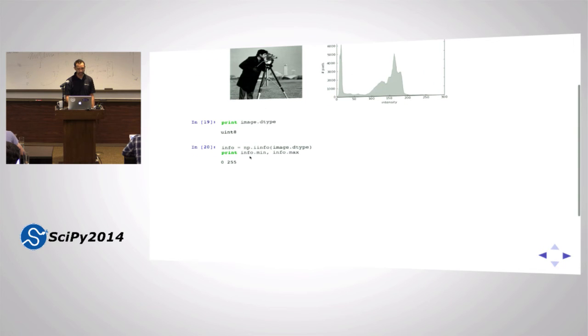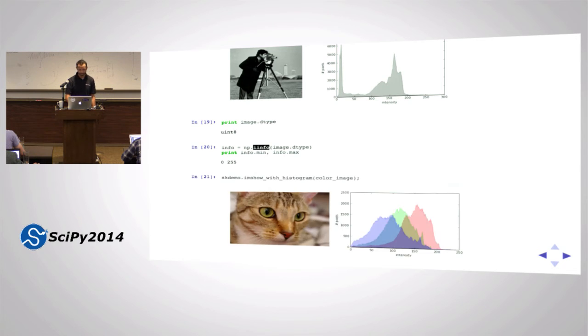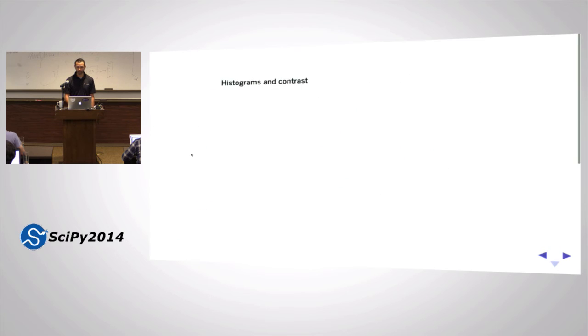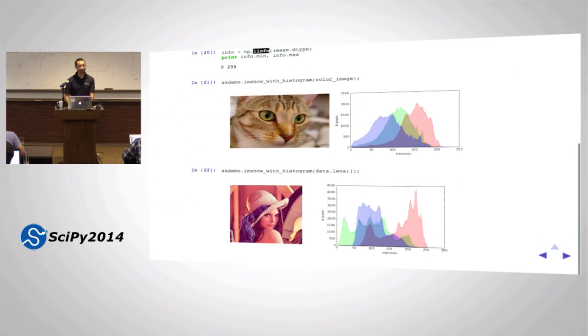Okay, so like I said, the uint8, if we look at NumPy's integer info function, you can figure out that the min and the max are 0 to 255, or you might have known that already. Okay, so now let's look at a color image. This is the cat from earlier. I'm going to plot another color image for comparison. This is Lena, which Juan showed you earlier, and another histogram. You'll notice that the histograms look really different.